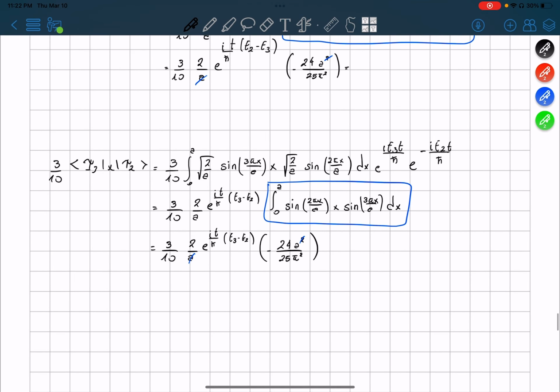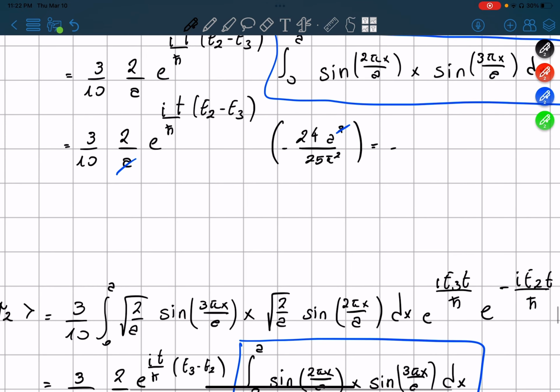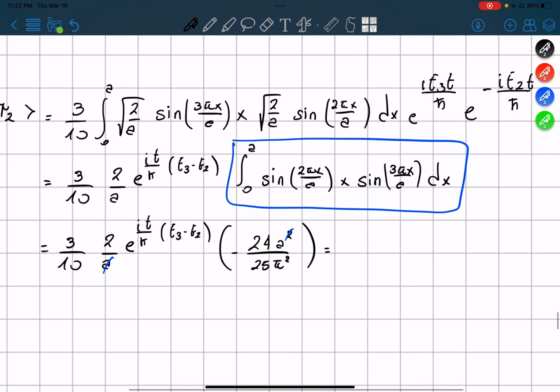There we go. Okay, we're back. So we said it was equal to negative 144 times a over 250 pi squared. And same thing over here, negative 144 a over 250 pi squared. So what is the difference between the two of them?